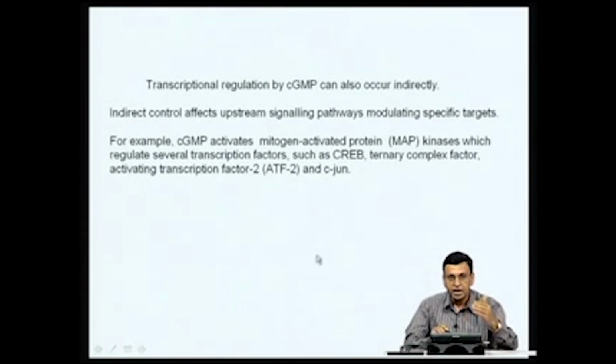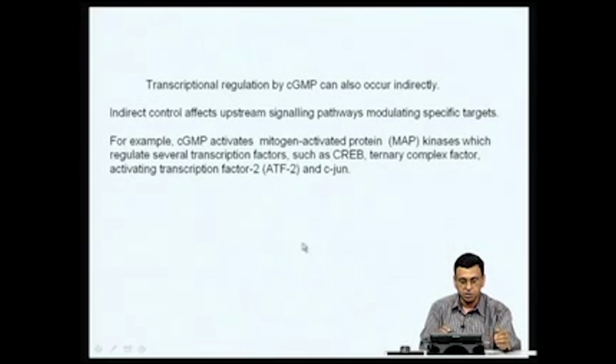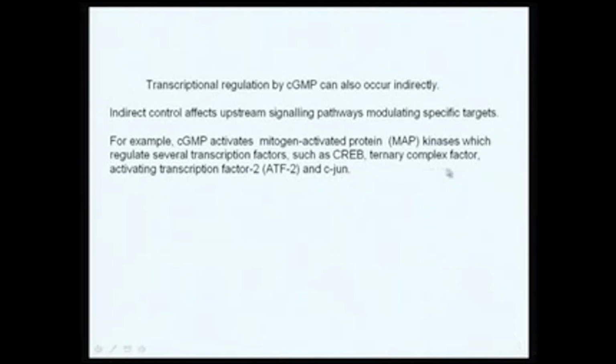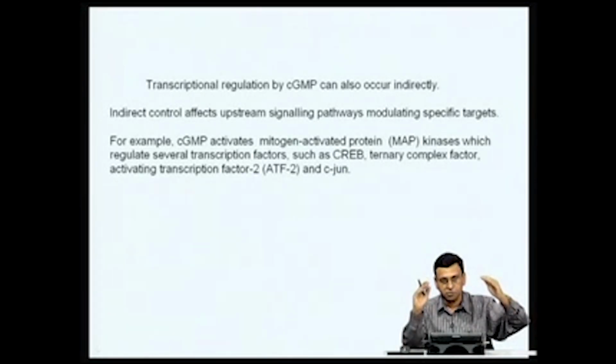Now, there is also an indirect method by which cyclic GMP regulates gene expression. For example, cGMP can activate mitogen activated protein kinases or MAP kinases, which regulate several transcription factors such as CREB, ternary complex factors, ATF2, cJun, etc. So, the cyclic GMP has two different roles as far as gene expression is concerned.